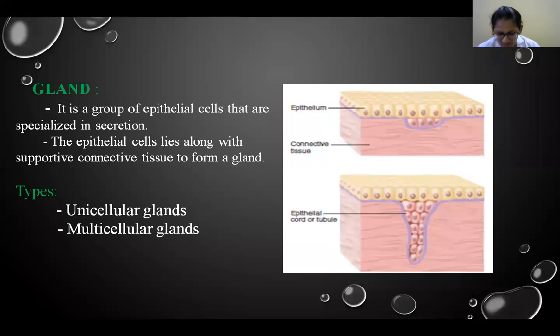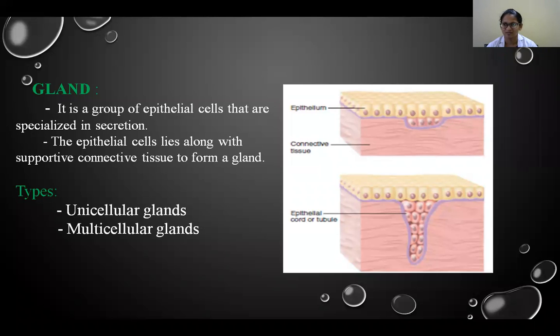Next, it will absorb the water and its nutritive substances. What are the food and water we are taking? They will be absorbed, the important nutritive food and absorption. Next, the expelling of the waste, solid waste. It will expel the solid waste. All these things will be carried out with the help of the GIT, gastrointestinal tract or alimentary canal.